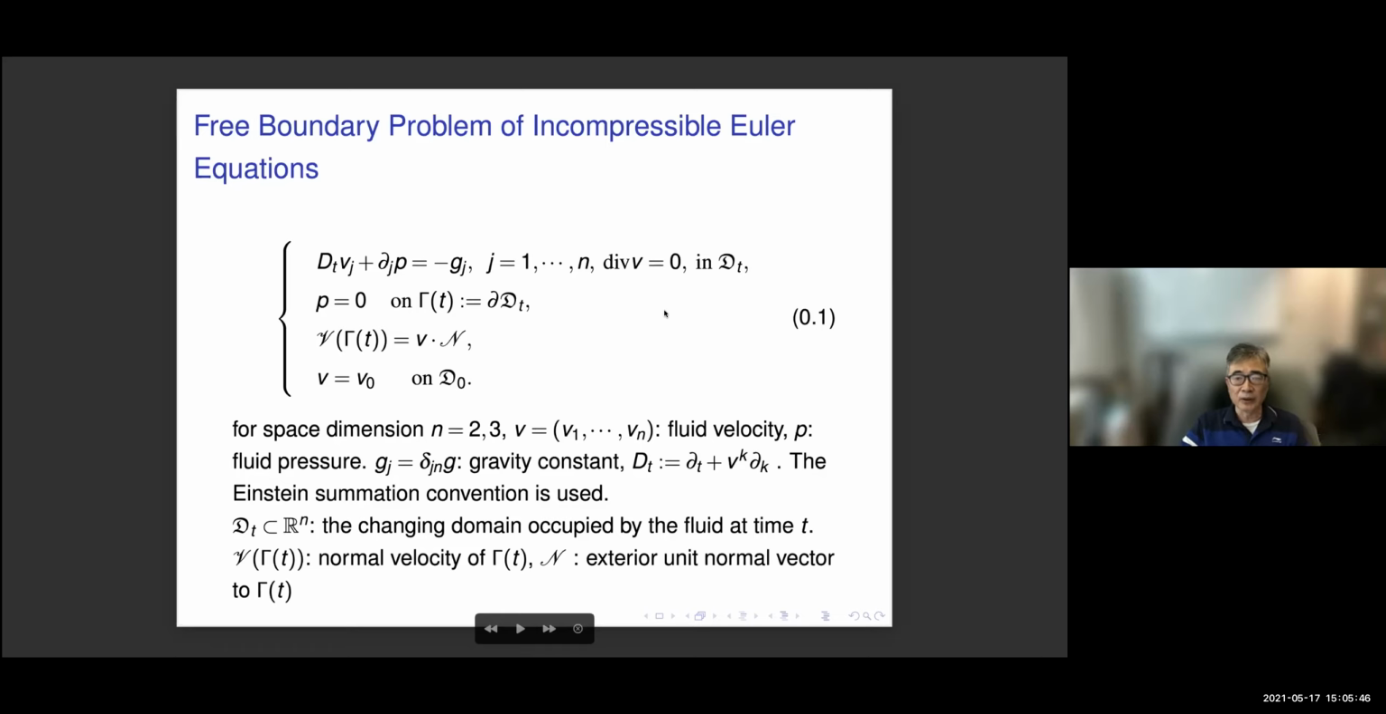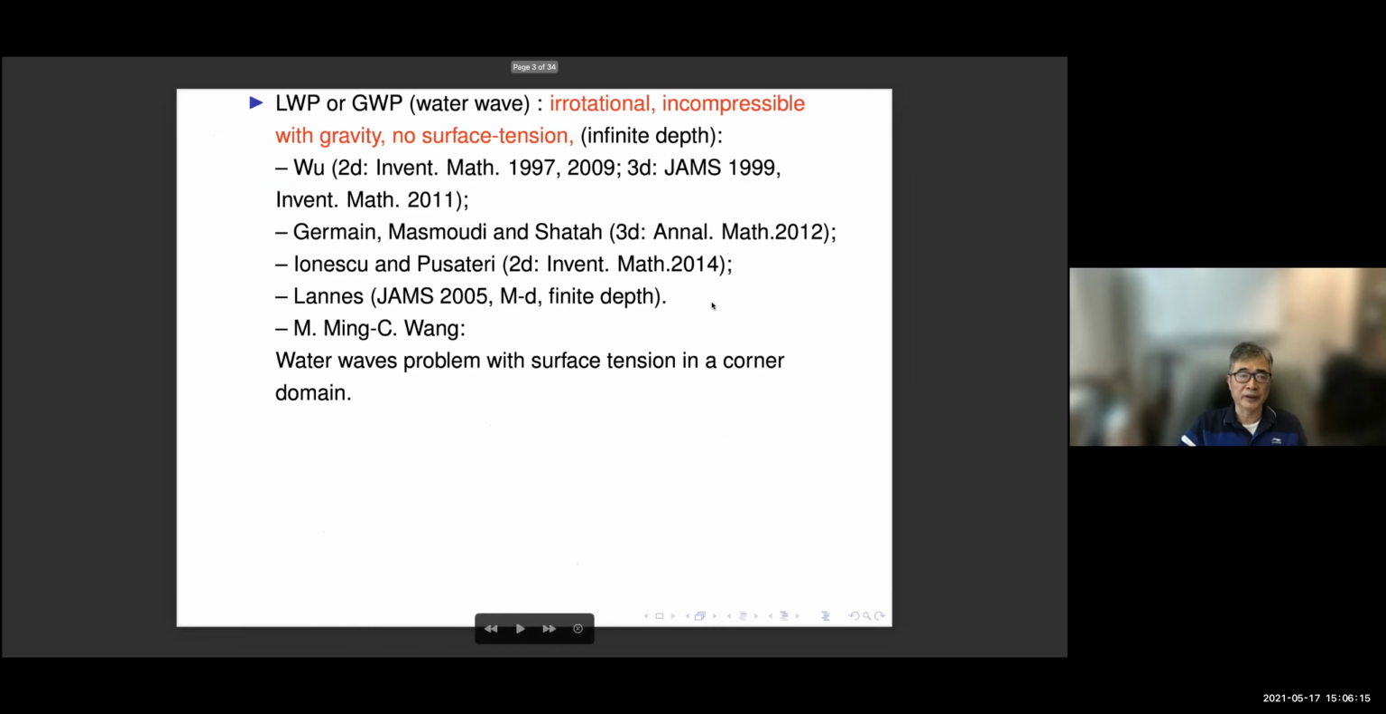The typical domain D_t has two cases. One is to model the Euler water wave, in which case D_t is diffeomorphic to the lower half space. Another case is to model a droplet, in which case D_t is, for example, a simply connected bounded domain.